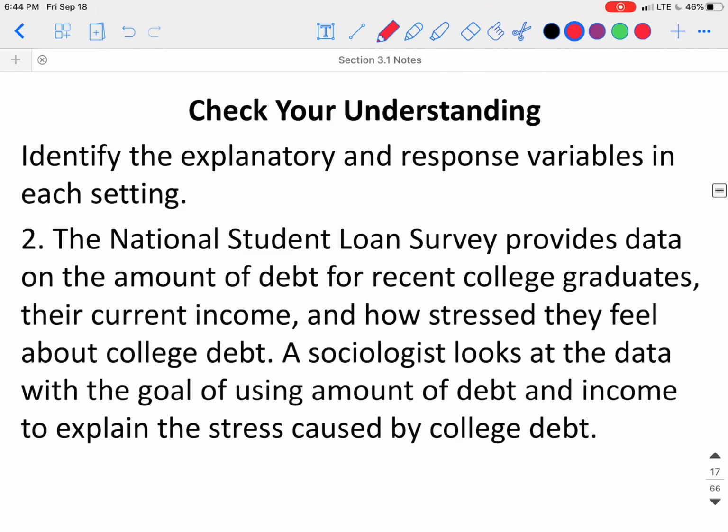The National Student Loan Survey provides data on the amount of debt for recent college graduates, their current income, and how stressed they feel about college debt. A sociologist looks at the data with the goal of using amount of debt and income to explain the stress caused by college debt. In this case, we actually have two explanatory variables. They think their amount of debt and how much income they have will explain the stress level that the college students have. So the two explanatory variables are amount of debt and current income, and the response variable is the amount of stress.